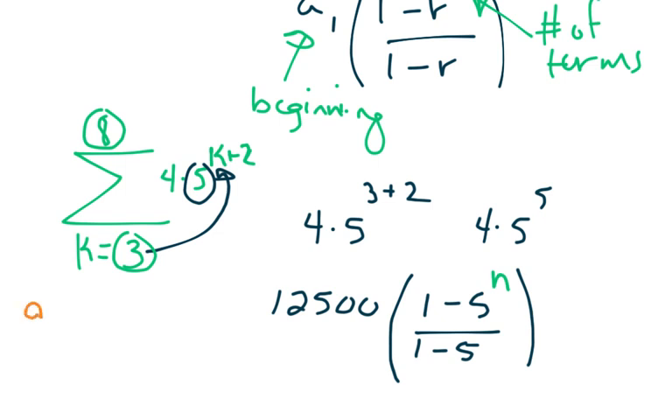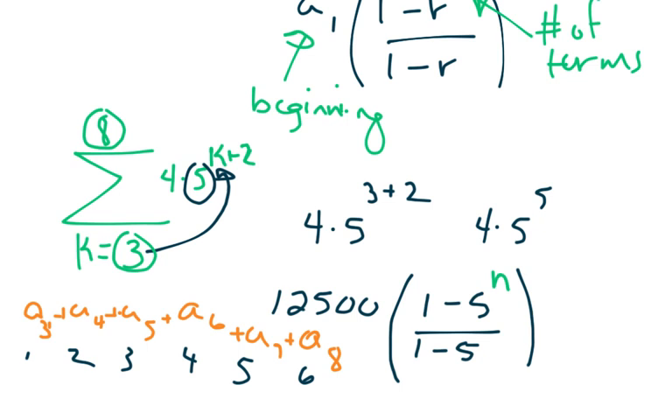So we want the third term, the fourth term, the fifth term, sixth term, seventh term, and the eighth term. Okay, so 8 minus 3 is 5, but there are actually 6 terms: 1, 2, 3, 4, 5, 6, because you're counting both the third term and the 8th term. So we're actually adding one, so you have 6 terms here. So n in this case is 6.